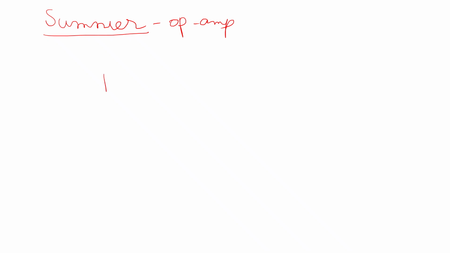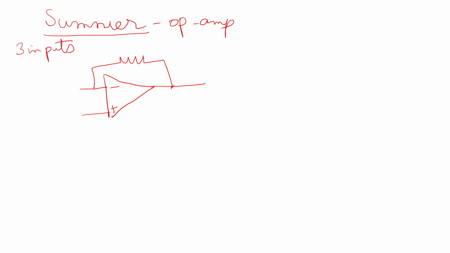So, this is the symbol of an operational amplifier. It has two inputs, one inverting and the other one non-inverting. A feedback resistor is connected to the op amp. And here we are going to feed in three inputs to the inverting terminal of the op amp.